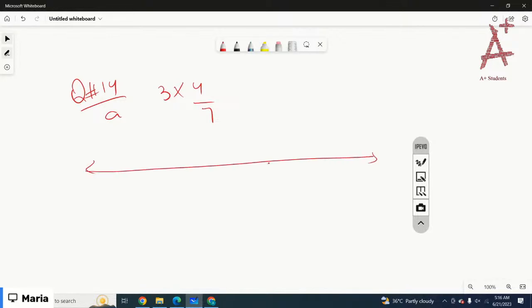Here you have 0 and 1, and between 0 and 1 you have 7 portions. 1, 2, 3, 4, 5, 6, 7. Okay, then you have 2. 1, 2, 3, 4, 5, 6, 7. 1, 2, 3, 4, 5.